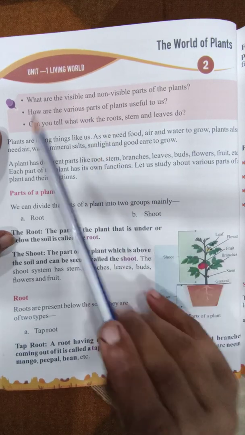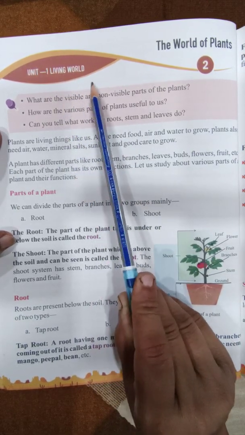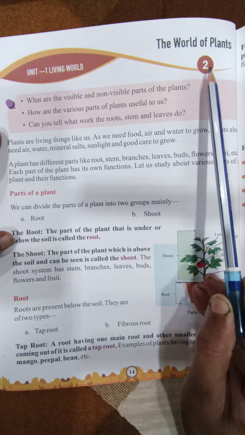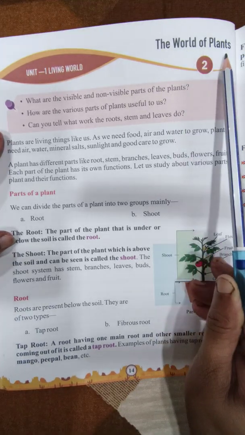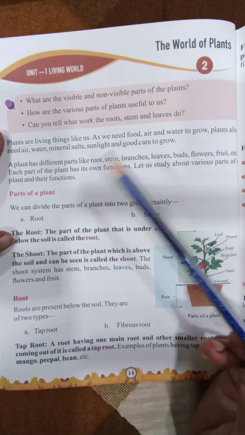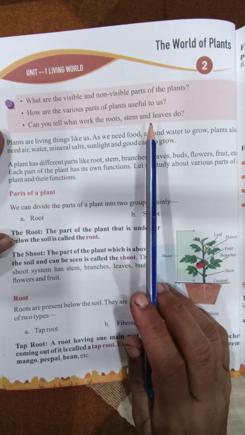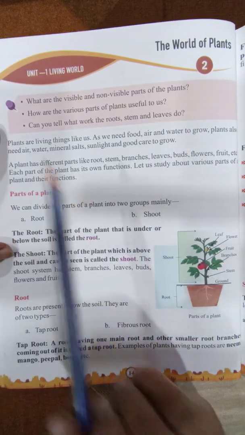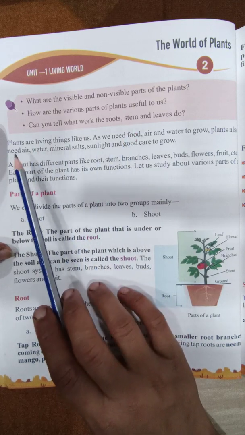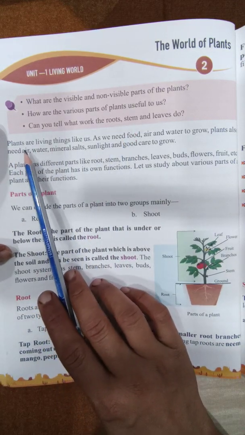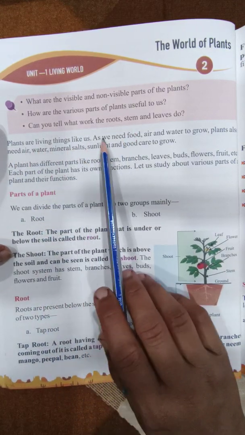Open page number 14, Unit 1 Living World, Lesson 2 The World of Plants. In this lesson, we will learn about the different parts of the plant and their functions. So, let's start. Plants are living things like us.